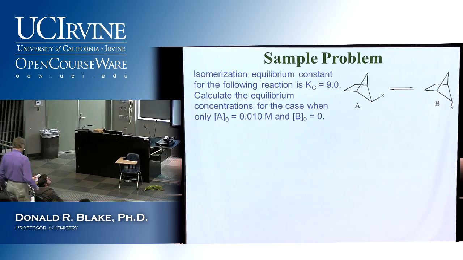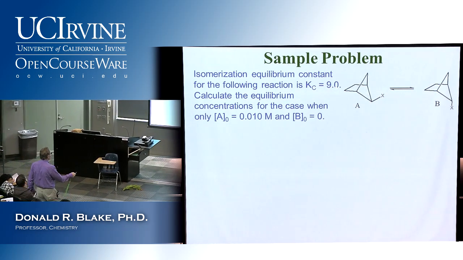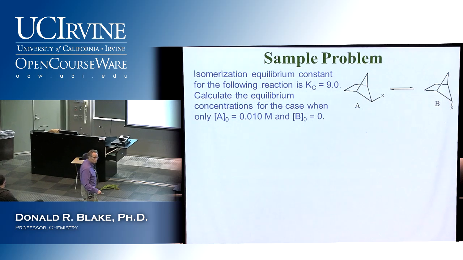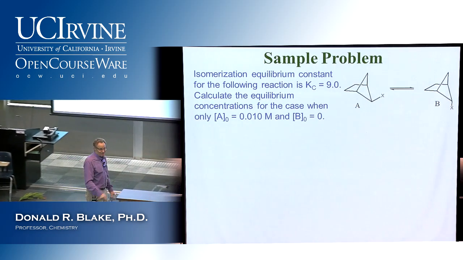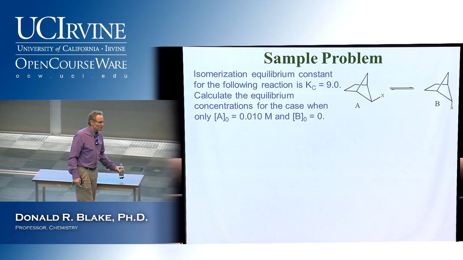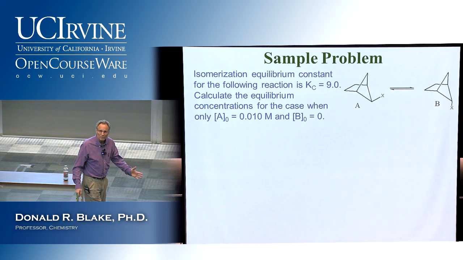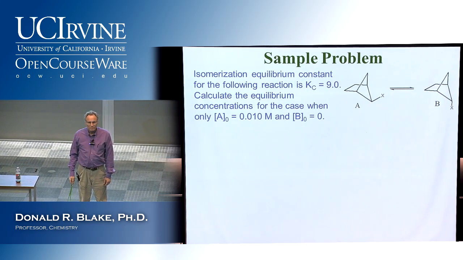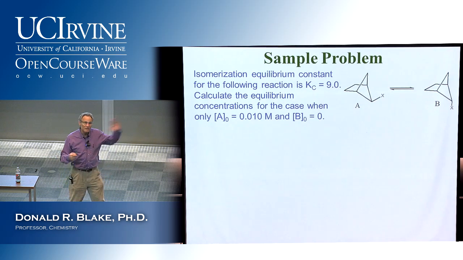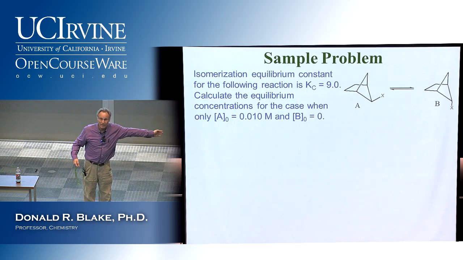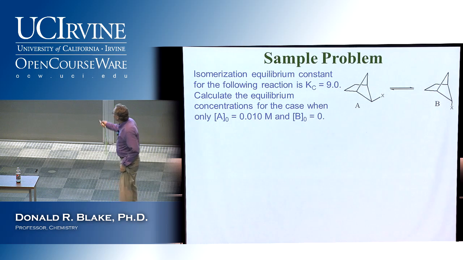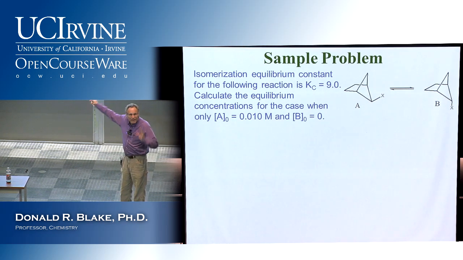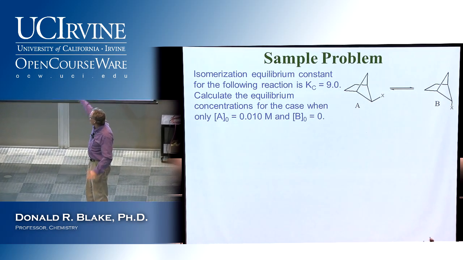Let's see. Look, we got a K sub C of this. What does that tell us, folks? He meant B. Okay. So what does that big K sub C tell us? Which way does the equilibrium lie? More on this side or that side? This side, the product side. So what do you make? For every one of these you lose, you make one of these.